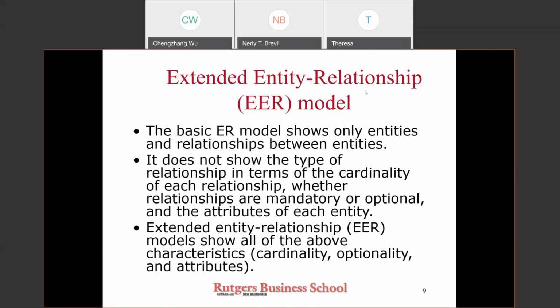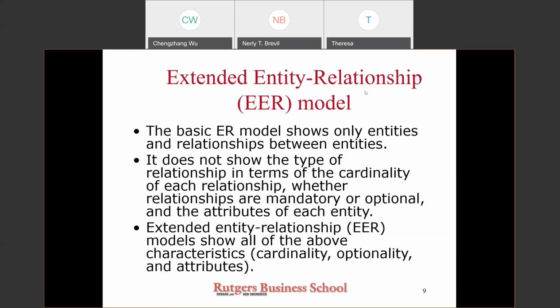Well, the basic ER diagram also doesn't show the attributes of each entity and relationships, and in particular, the primary key of each entity and relationships.